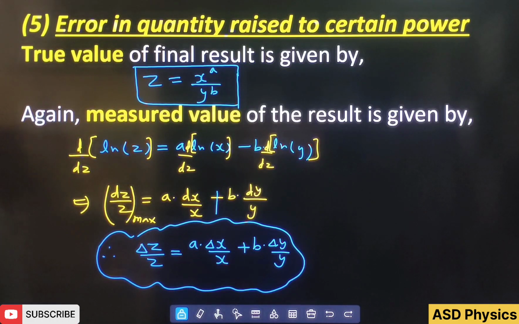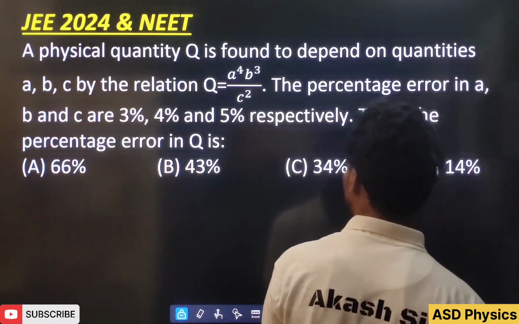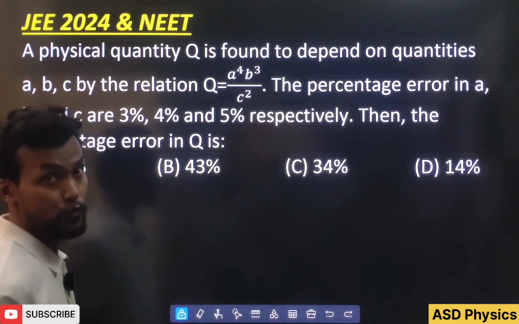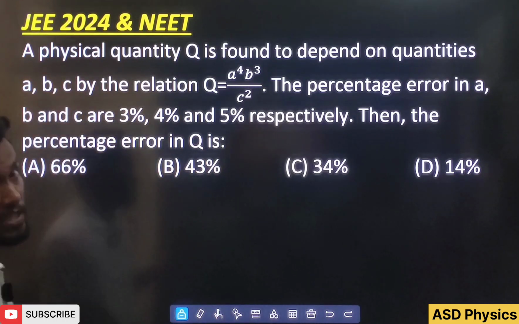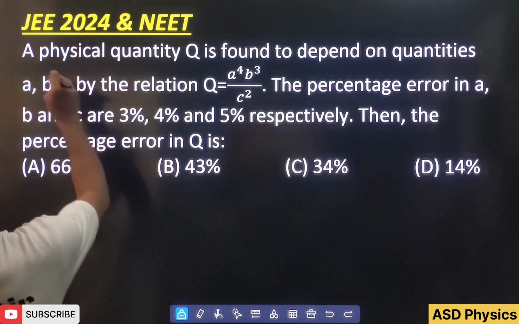So kindly see very well. When some powers are there, here we have done it for only two physical quantities. Even if there are multiple quantities, we can use the same basic method, not a problem. So in this example we are going to use this. See here, the question came in JEE 2024, because now we are going to solve questions. So kindly see, students.